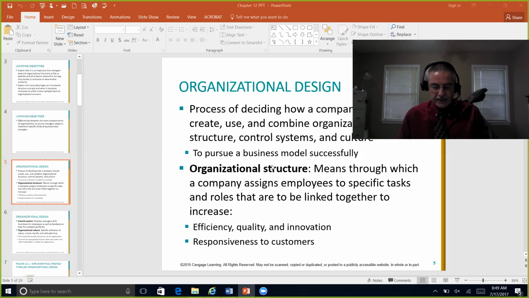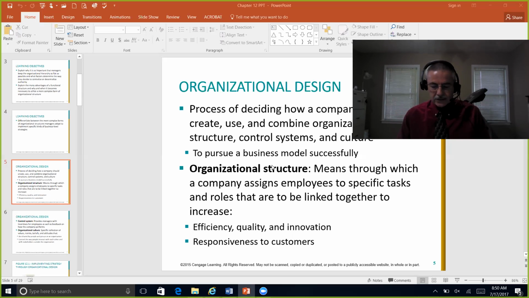And strategy really revolves around the use of organizational design, and the organizational design definition that you see in our textbook really is the process of deciding how a company should create, use, and combine its organizational structure, its human resources, its control systems, its culture, everything about that particular business and that business model to ensure, again, that the company remains competitive, remains successful, not only in the short term, but in the long term.